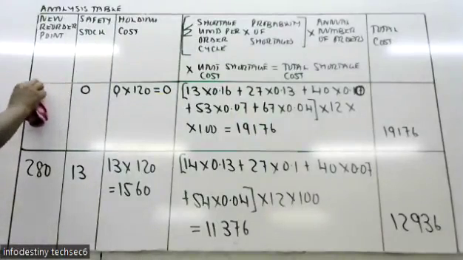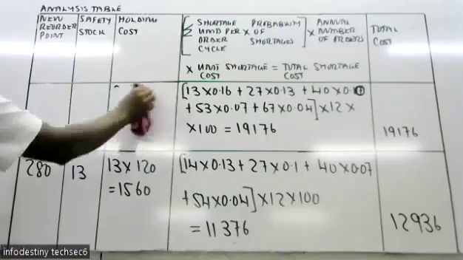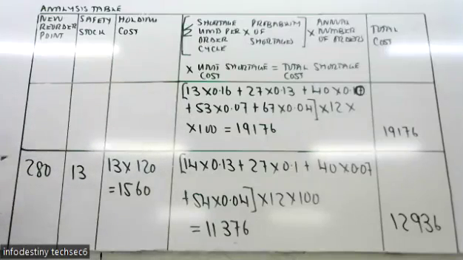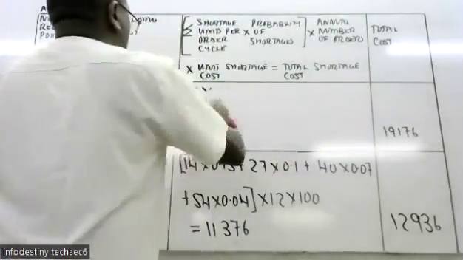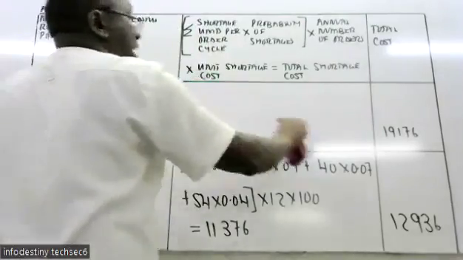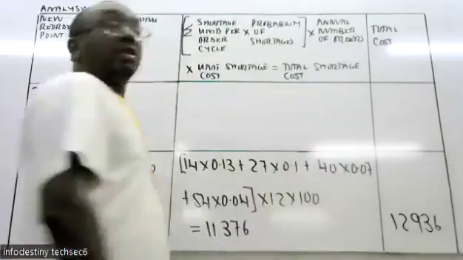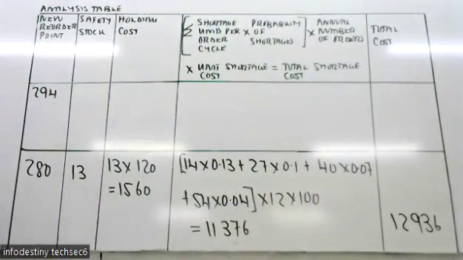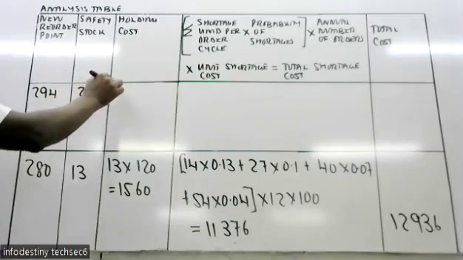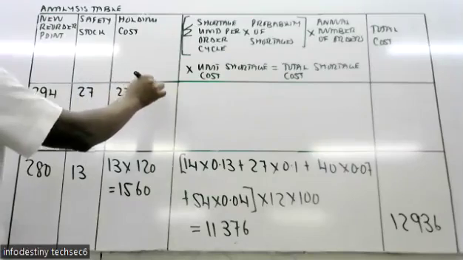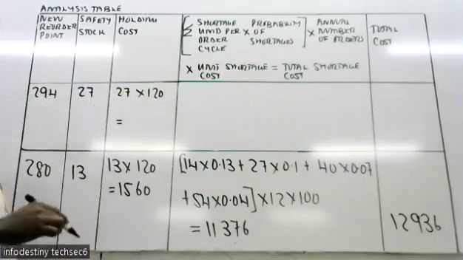After 280, the next one you have is what? 294. So if it is 294, the safety will be how many units? 294 minus 267, 27. So now hapa utasema 27 multiplied by 120. That's 3240.